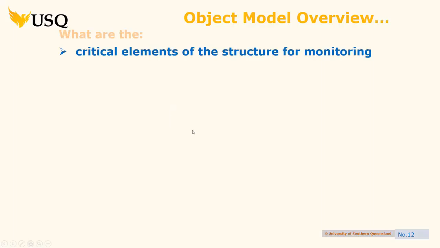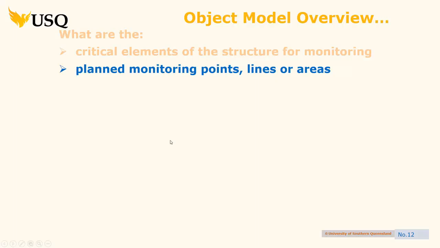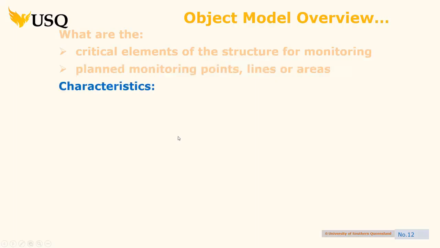So when you do the object model, you look for the critical elements of the structure for monitoring. Now, when you do those critical elements, you've got to ask, can you actually monitor it? You might say, we'd love to monitor the inside of the pylon of a dam or a bridge, right? Well, if you can't get inside it, there's no use even considering that. You've got to monitor where you can. Plan monitoring points, lines and areas.